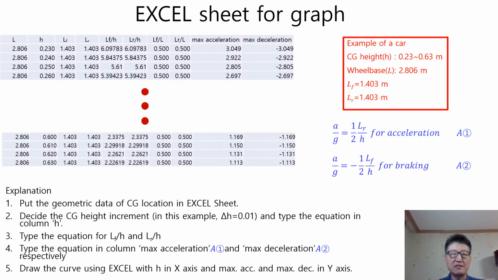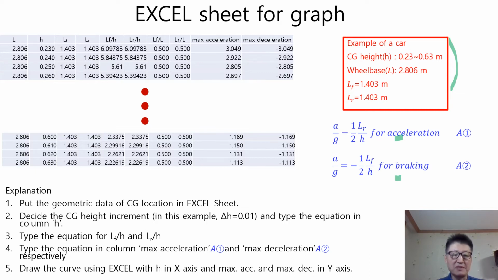I will explain how I made the graph in the previous slide. We have the data set for a car, which is the same one in the previous slide. We have two equations of maximum normalized forces for acceleration and for braking. Okay, let's get into the explanation.